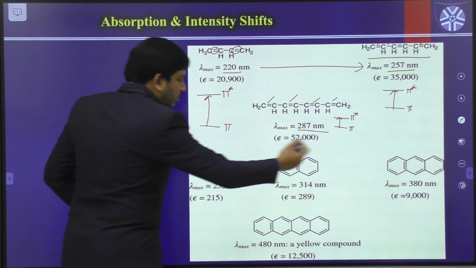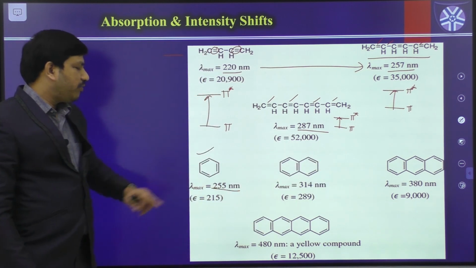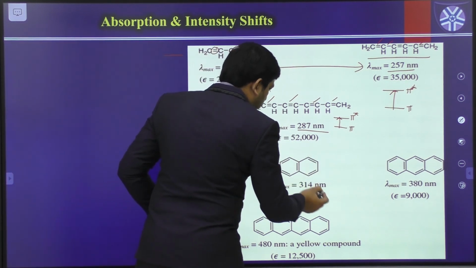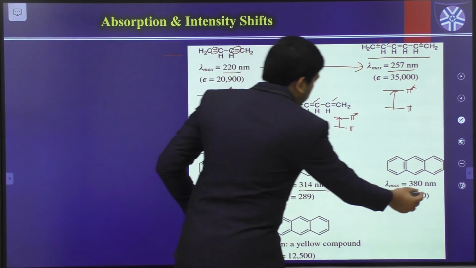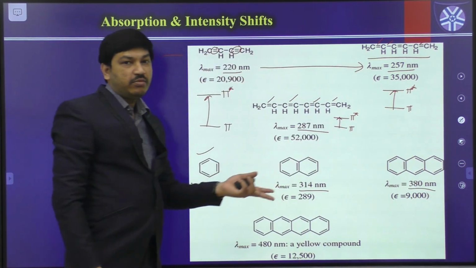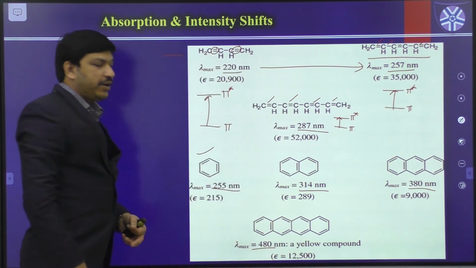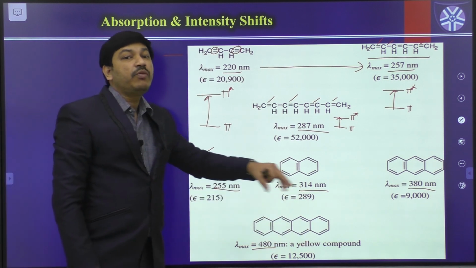The same thing we can also see in the case of aromatic compounds. Benzene absorbs around 255 nanometers. But if it is a naphthalene compound, the absorption value shifted to 314. If it is anthracene, 380 nanometers. If it is tetracene, around 480 nanometers. That means this is one of the colored compounds because it is absorbing in the visible region.